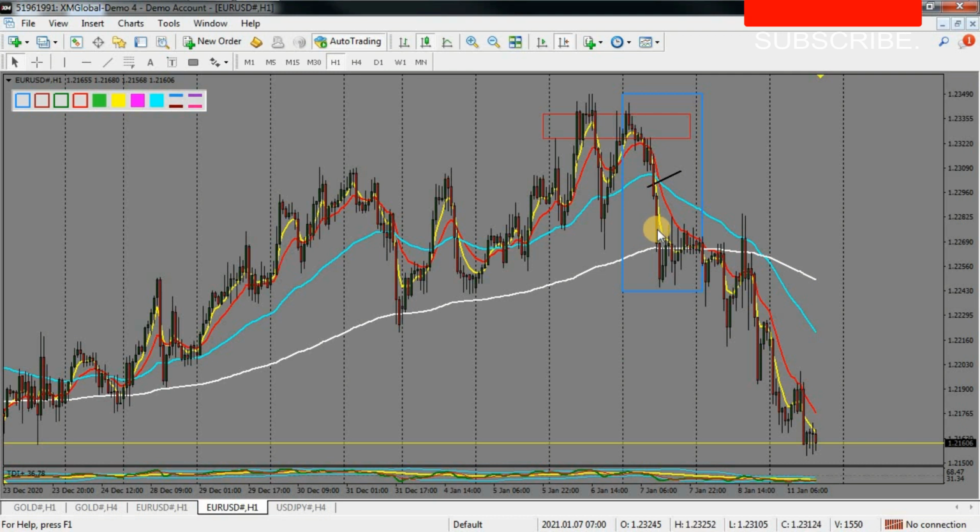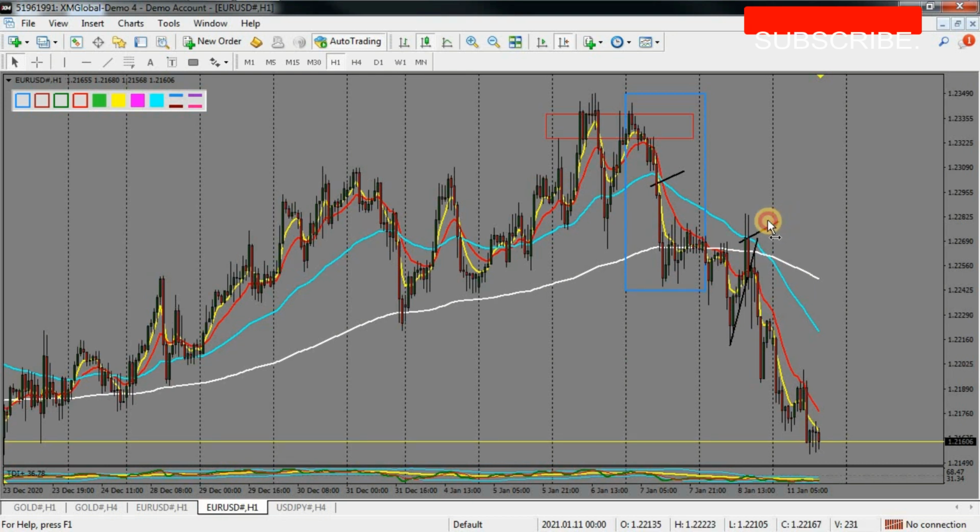People got trapped over there, right? And then, as you can see, after a 13/50 crossover, you should keep an eye out on the first pullback to the 50 EMA. There you go. Here's your ID 50 or your 50 bounce in the H1. This was a nice trade that paid out.